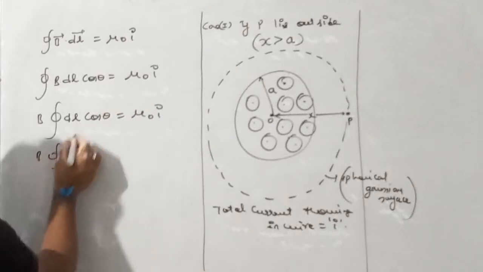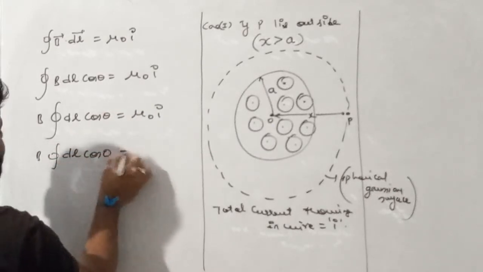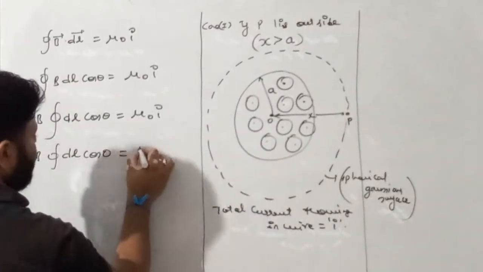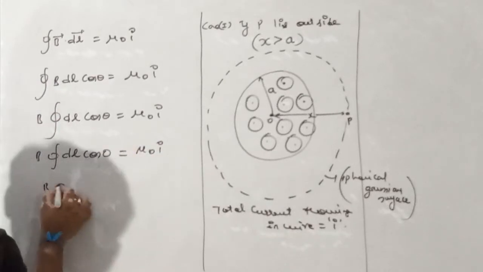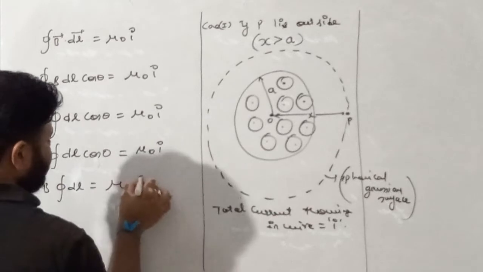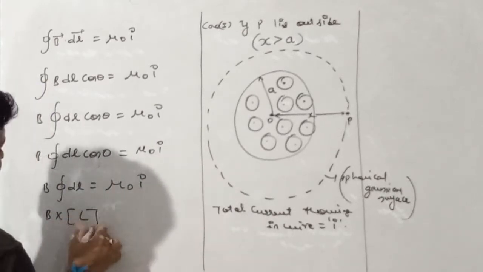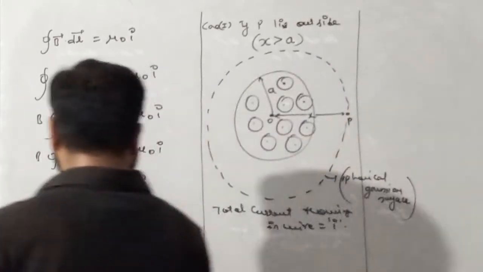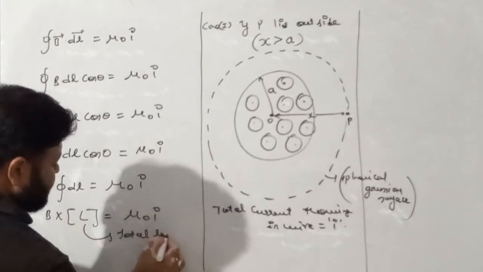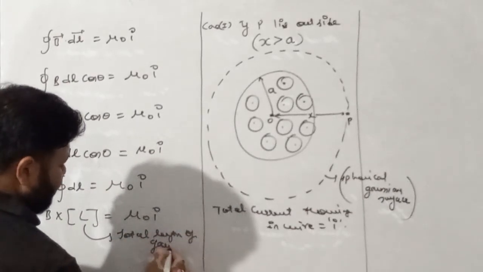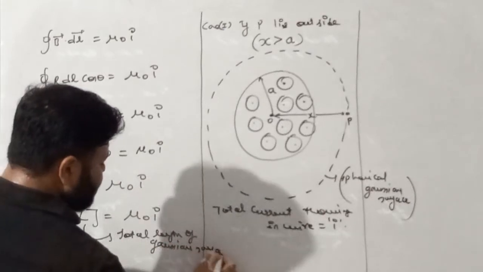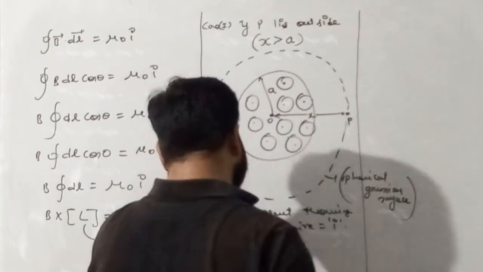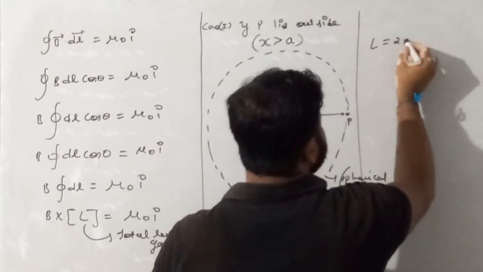Now see, my dear student, as I already told you, the angle between the magnetic field and the small length on the Gaussian surface is always in the same direction. So theta is also 0, mu naught I, cos 0 is 1. So B closed integral of dl is equal to mu naught I. Integration of dl is nothing but L. So B L equals mu naught I. L is nothing but the total length of the Gaussian surface. The Gaussian surface is spherical and the length is equal to the circumference. It is 2 pi r. So L becomes equal to 2 pi r.